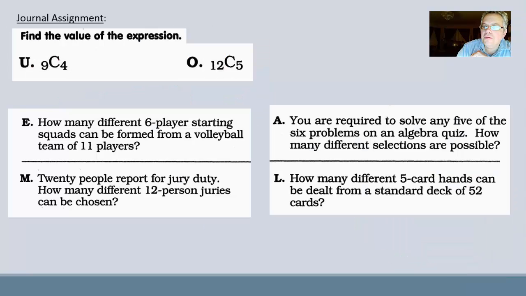Okay, it is time for your journal assignment. So I totally want you to use NCR in the calculator under the probability menu. So this will be very quick. You have 6 problems here. Go ahead and solve them using your calculator and write your solutions in your journal. See you next time.